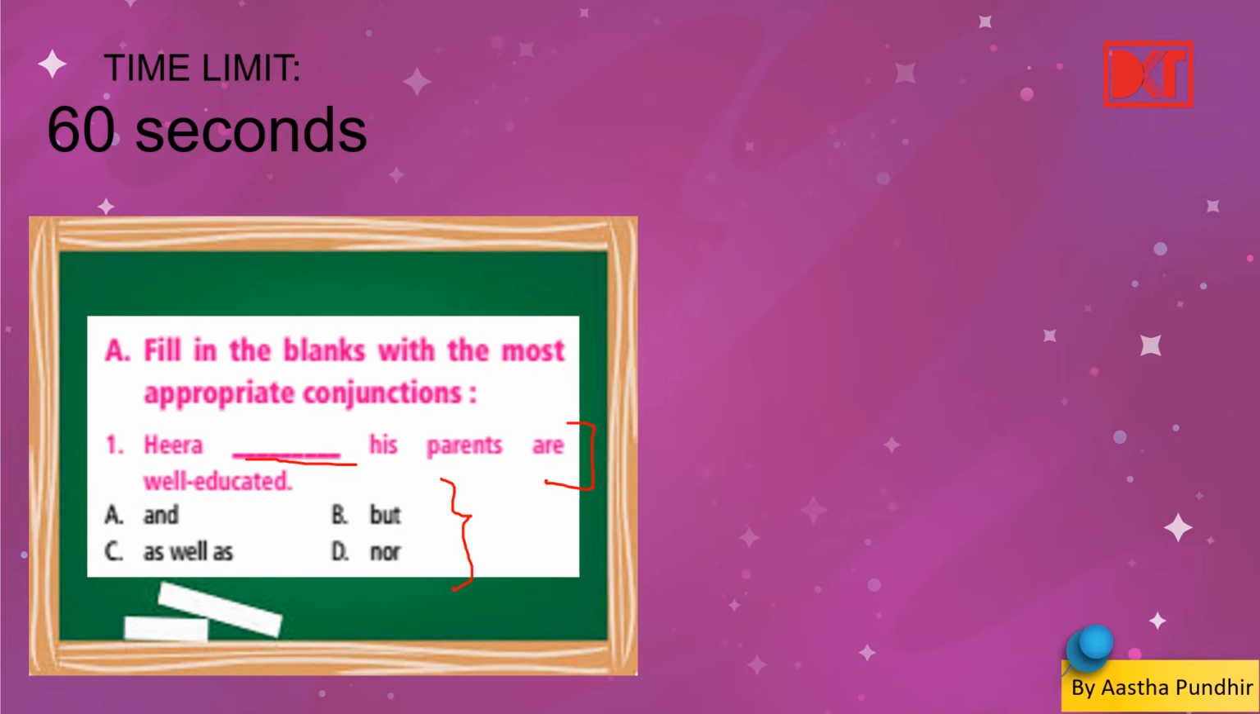Here the correct answer is as well as. Why as well as? Because we are saying in addition to something, okay? So Hira in addition to his parents are well educated. Alright. And is used as a coordinating conjunction, but is used when we have to show two contrasting statements, nor is used when you're negating something.